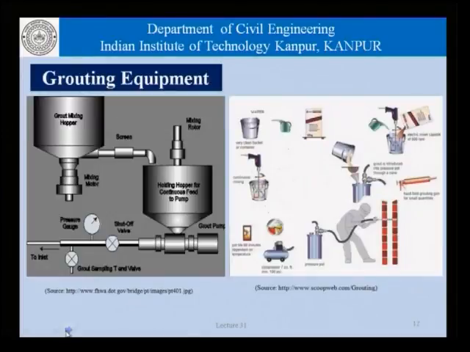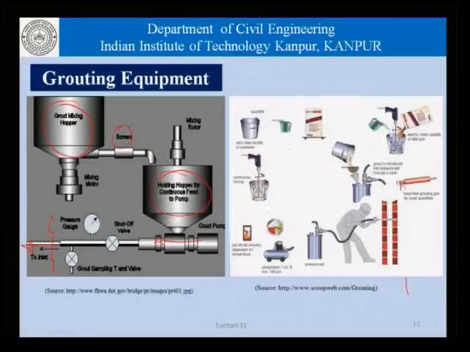This here is an illustrative example of the kind of equipment that is used. We have a mixing hopper here where the material is being mixed. Through a screen, the material is fed into a hopper and then to a pump, and finally to the inlet where the grout is transferred from the mechanical system here to the concrete duct.